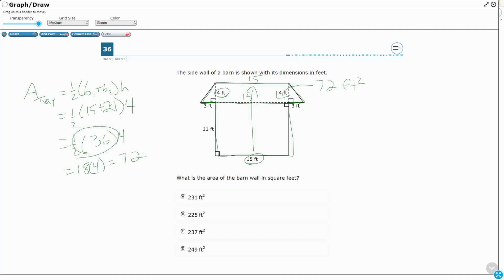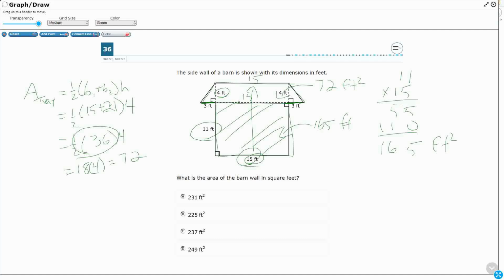Now I've got my rectangle down here, and that's going to be a little bit easier. It's going to be 11 times 15. So let's do 11 times 15. That's going to be 55, and 11, I've got 165. All right, so if I want to add the rectangle, 165, and my trapezoid, 72, what am I going to get? That's going to be 237. Okay, now I said there's multiple ways to do that. So that one looks like C.